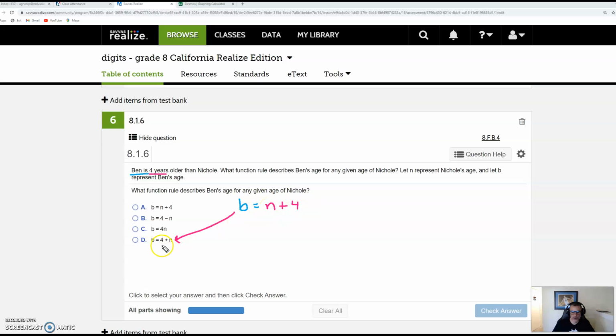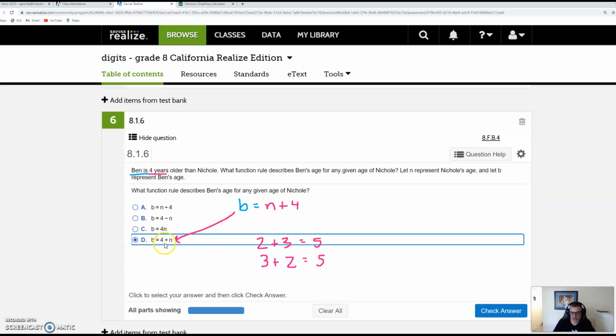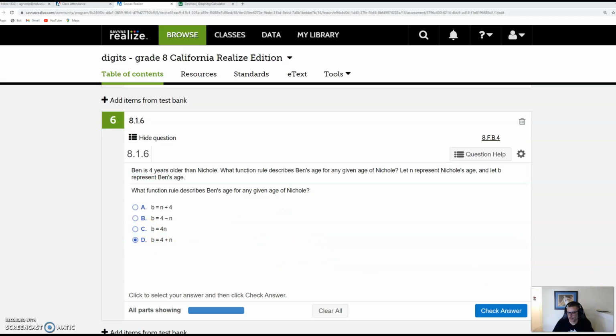So I look at my equations here, and I see this one down here. I wrote n plus 4. They wrote 4 plus n. When you add two things together, it doesn't matter what order you write them. 2 plus 3 equals 5. I could switch the order and write 3 plus 2. That also equals 5. So it doesn't matter what order I write this in. So this equation right here, equation D, will tell me, you could give me Ben's age and I could find Nicole's. You could give me Nicole's age and I could find Ben's at any point in their lives. Check answer. Got it.